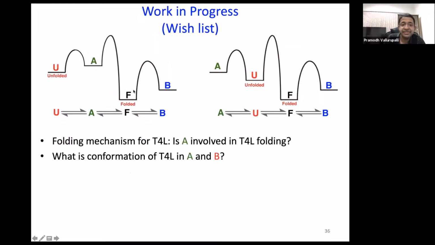So what are we doing now? I didn't tell you anything about this state A, but we can infer the presence of it from our CEST profile. So we want to know if that is involved in folding or not. And also, of course, we want to first know what the conformation of the protein is in state B, and hopefully in the future we'll know something about state A.